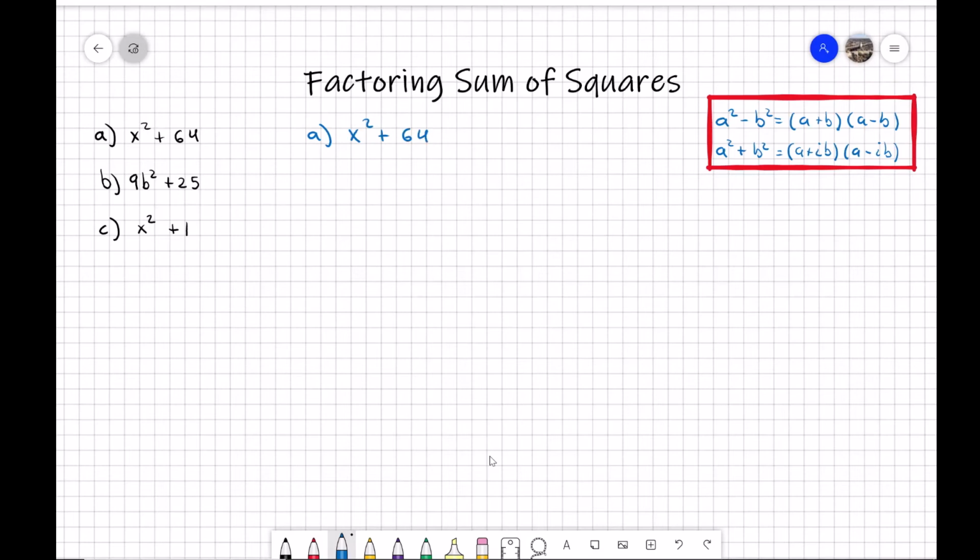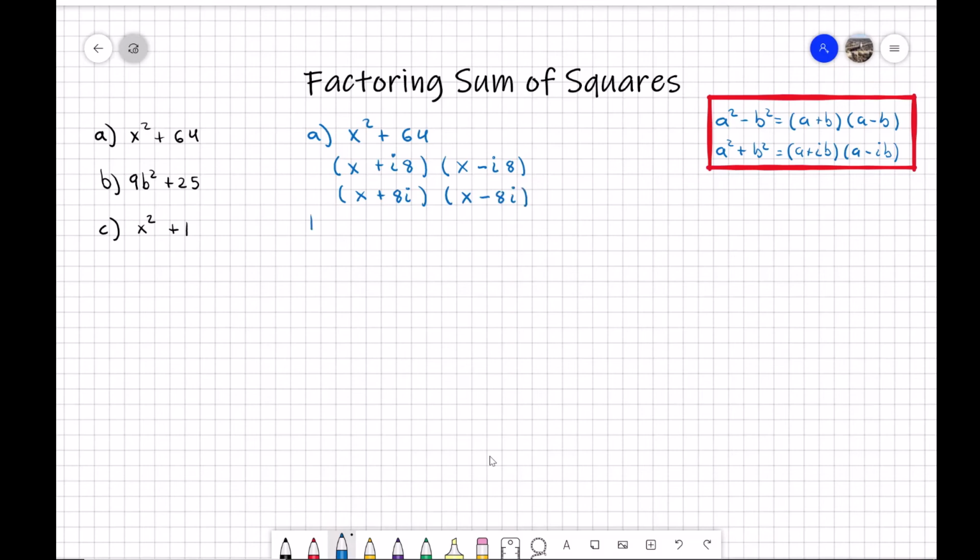And again, all we have to do is just apply the formula and we are going to end up with x plus i8 times x minus i8, right? And it can also be written, it would be better if we have x plus 8i and x minus 8i, right?